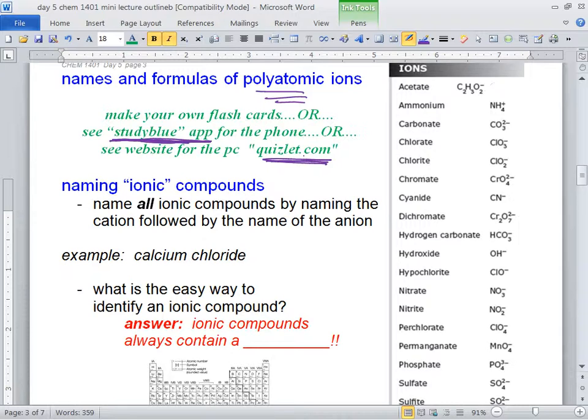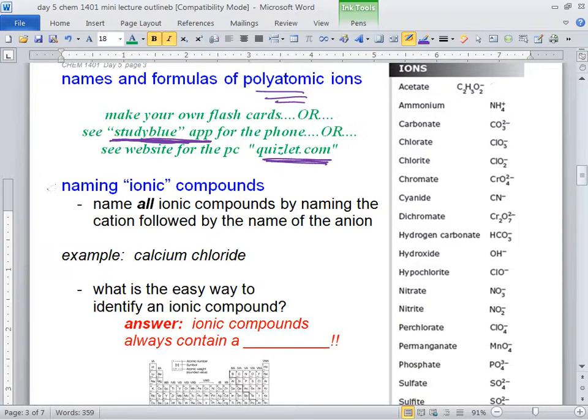Okay? Our first lab next week will be on naming. And your partners aren't going to be too happy with you if you don't have a good clue on this stuff. So try to get this stuff down by lab. Okay.